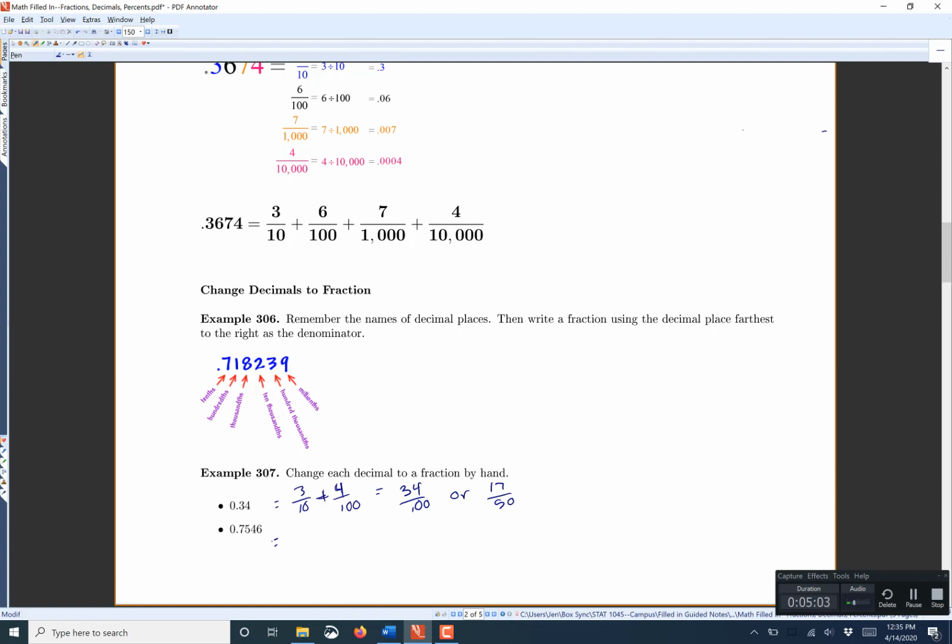This 0.7546, that's really like 7 out of 10 plus 5 out of 100 plus 4 out of 1,000 plus 6 out of 10,000. Or you put all that into your calculator and you get 7,546 out of 10,000, which it might also simplify to something else as well.